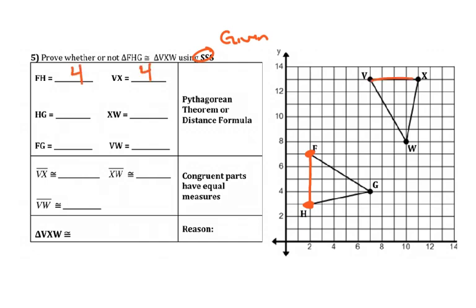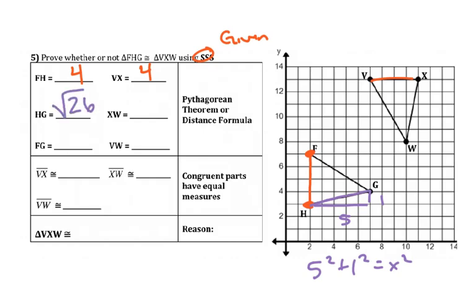VX is also equal to 4. Now, one thing you have to remember when you're doing something like finding HG, first off, you're going to use a triangle to do that. So Pythagorean theorem. So this is 1, this is 5. So you're going to say 5 squared plus 1 squared equals x squared. So that's 25 plus 1, so 26. So this is the square root of 26.